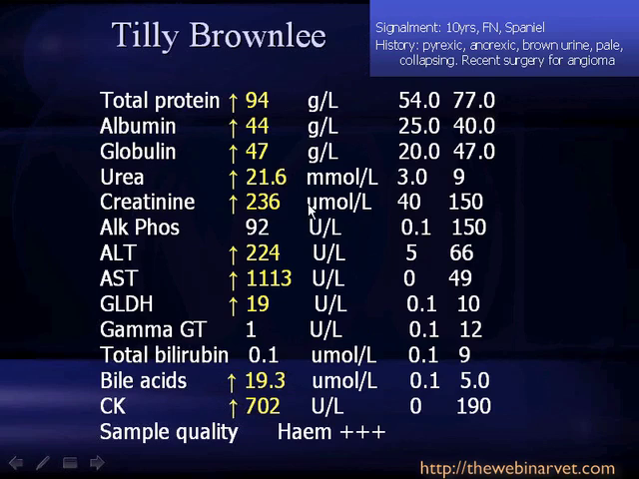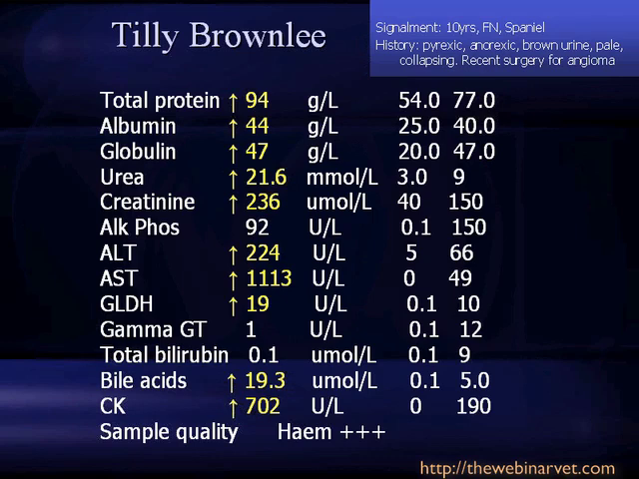So I wanted to show you one of the other aspects of profiles, and that is that they nearly always include hematology. This was a Springer Spaniel that had a benign tumor removed about 10 days previously, had some antibiotics and was sent home doing fine, and then presented suddenly with pyrexia, anorexia, brown urine, and was collapsed.